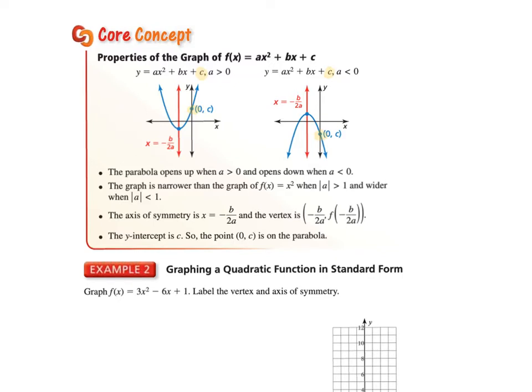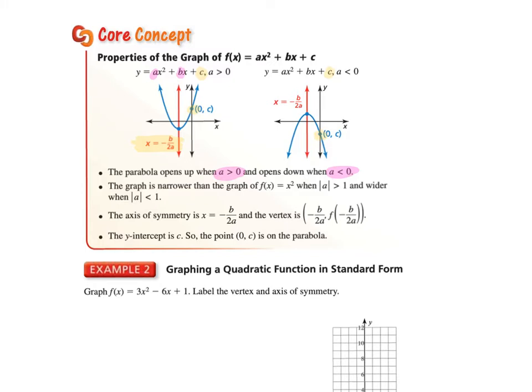Now another thing, the axis of symmetry is negative b over 2a. We can calculate it. So you take the opposite of b divided by 2 times a. You use those two values and you can find your axis of symmetry and graph it. Again, like the absolute value functions, if a is greater than 0, it opens up. If a is less than 0, it opens down. In other words, it's negative.